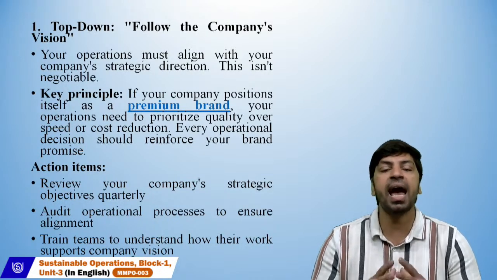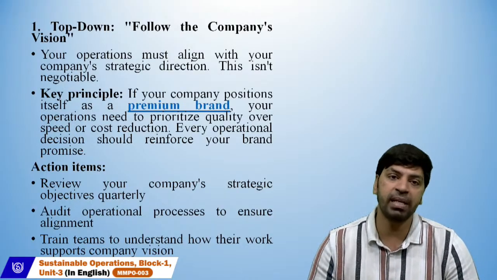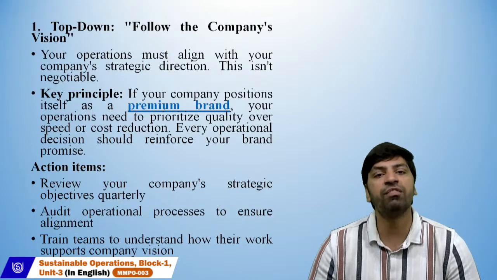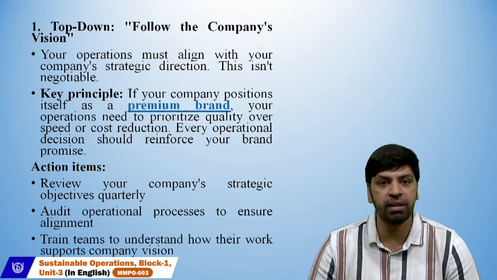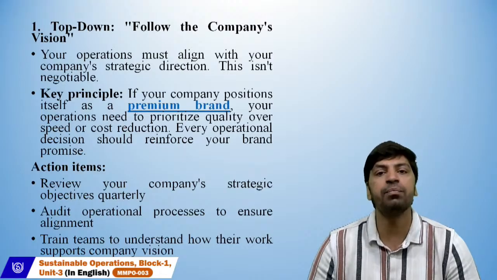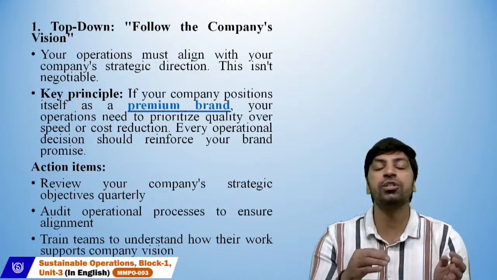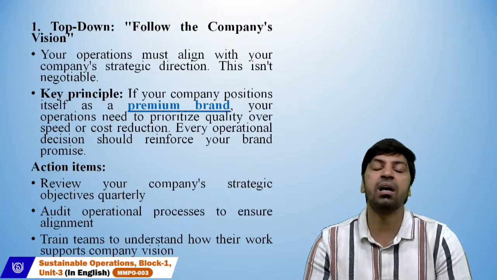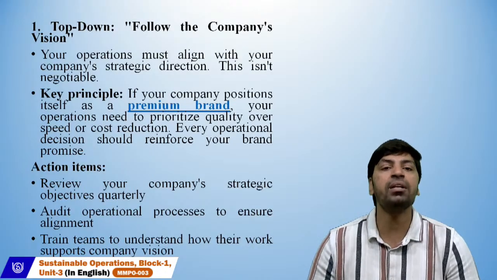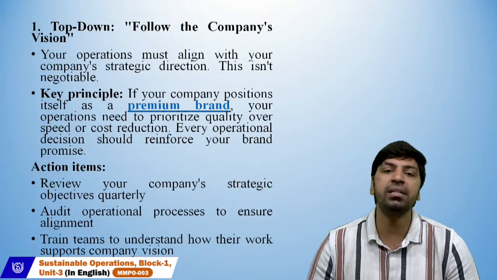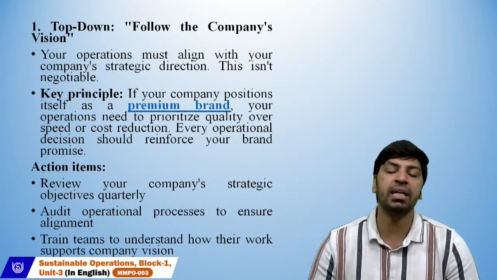And various actionable recommendations are to be implemented. The first one is to review your company's strategic objectives quarterly. Second, audit operational processes to ensure alignment, checking whether these strategies align with the company mission or not. And the third one is to train teams to understand how their work supports the company mission.